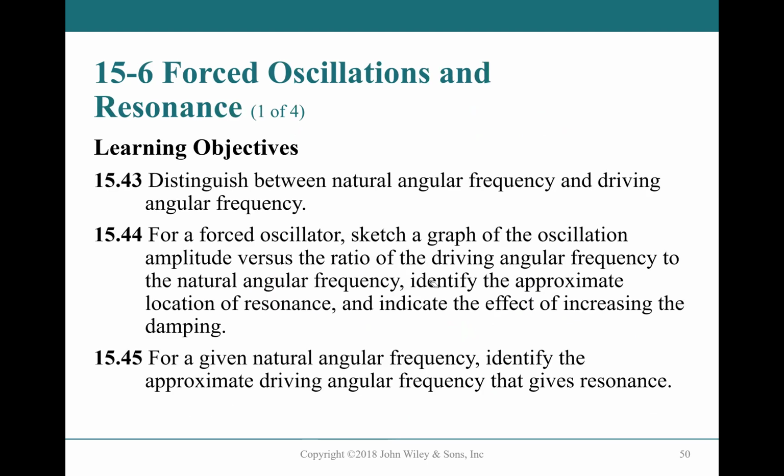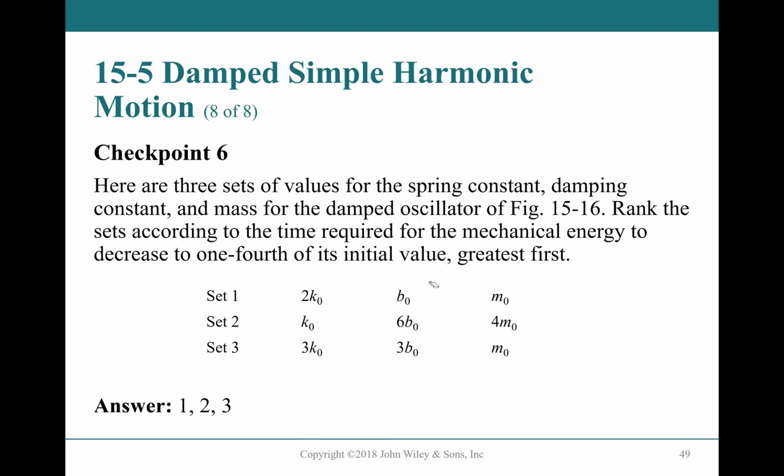And then we are going to have a checkpoint here. So here are the three sets of values for spring constant: k, 2k, and 3k. And the mass for the damped harmonic oscillator: M0, 4M0, and M0. So rank the sets according to the time required for the mechanical energy to decrease to 1/4 of its initial value. Greatest first. How to do that?